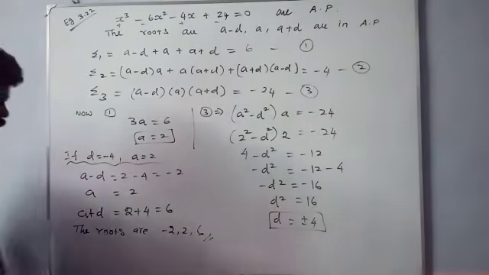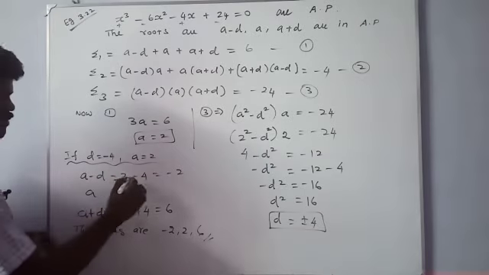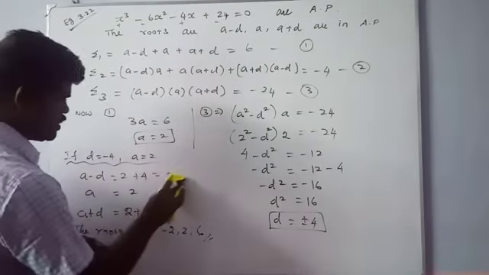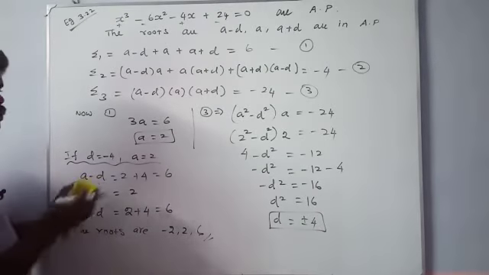D is equal to minus 4 means what? A is 2 and d is minus 4, so here it is plus 4. So the answer is 6. And A equal to 2.